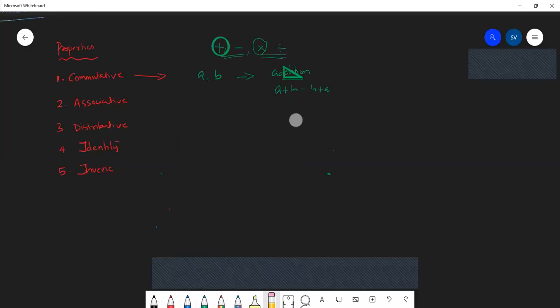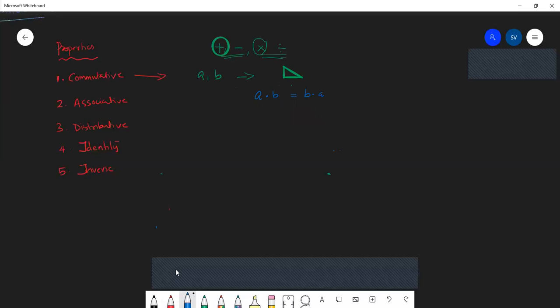That is commutative property for addition. And now I am going to explain commutative property for multiplication. If A and B are two numbers, commutative property for multiplication is A into B. That means A times B, the product of A and B, will be same as B into A, the product of B and A.